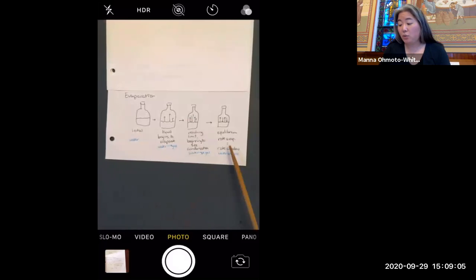Until I reach equilibrium, where the rate of evaporation equals the rate of condensation, I have water going to gas, I have gas going back into water. Classic example of this is in the shower, right? Especially in the wintertime, you see this.